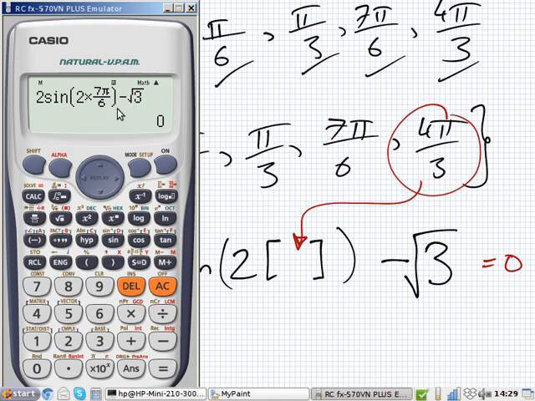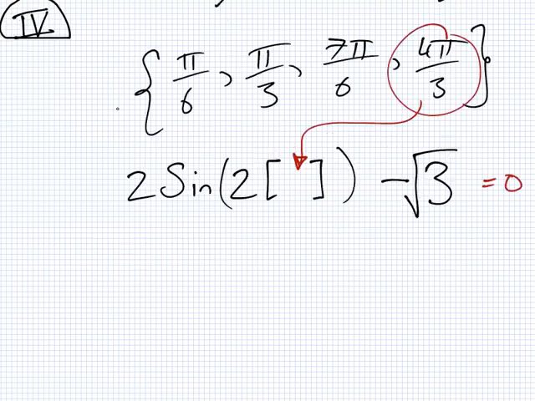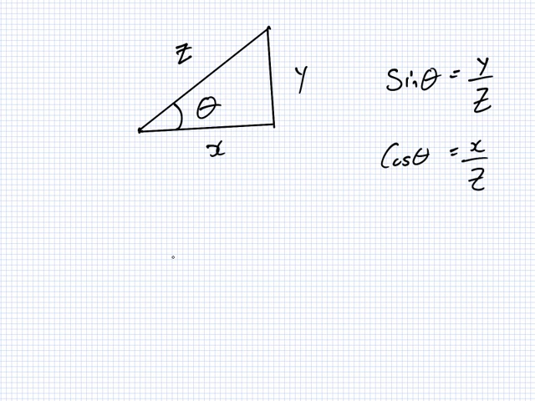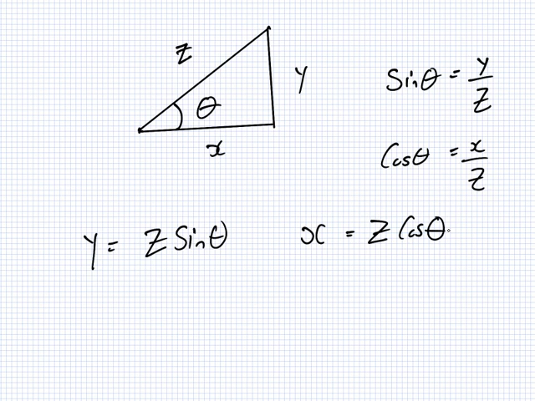Okay, next now. A little proof before we continue. So if I just draw a right angle triangle here. This side is x, this side is y, this side is z, and this we'll call theta. Sine theta equals y over z. Cos theta equals x over z. So that means y equals z sine theta. Also means x equals z cos theta. Yeah?